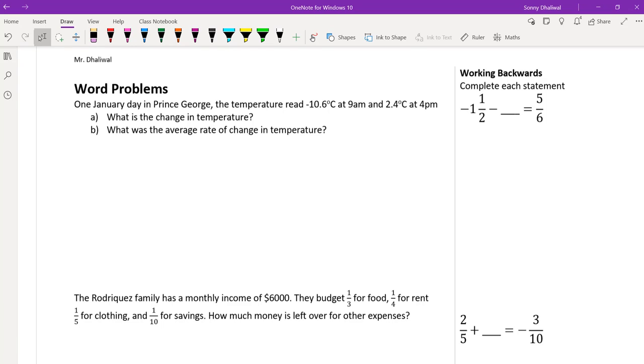So on a January day in Prince George, the temperature read negative 10.6 degrees Celsius at 9 a.m. in the morning, and by 4 p.m. it read 2.4 degrees Celsius. Part A is asking, what is the temperature change?